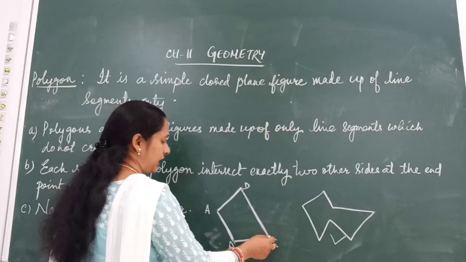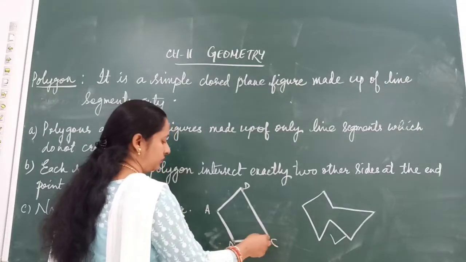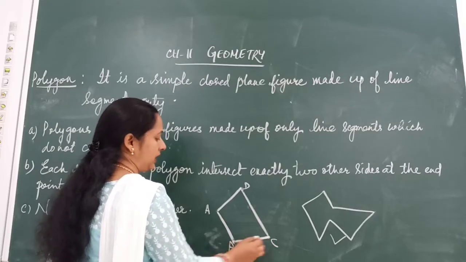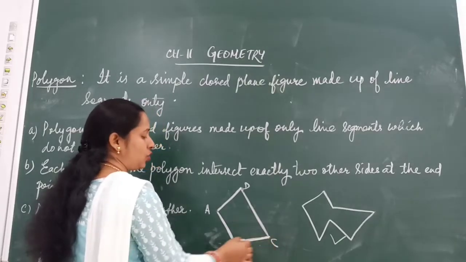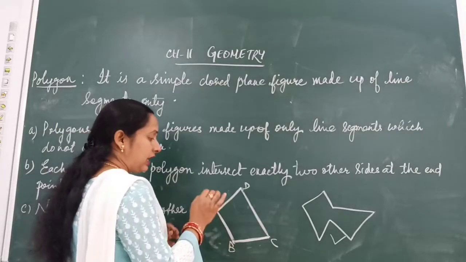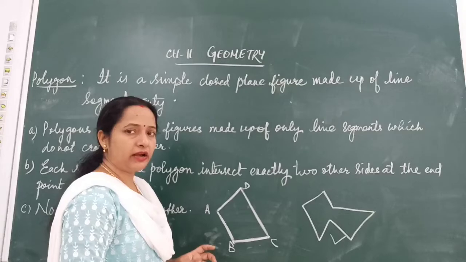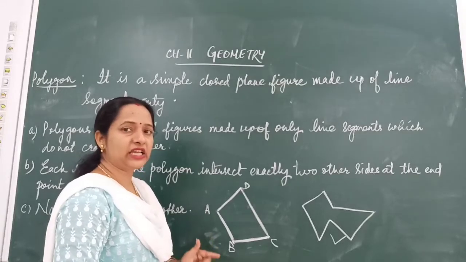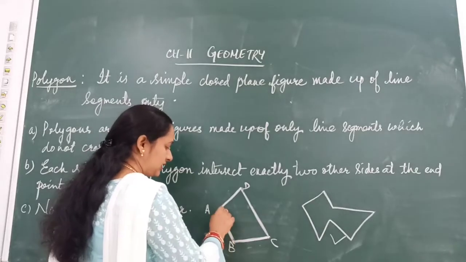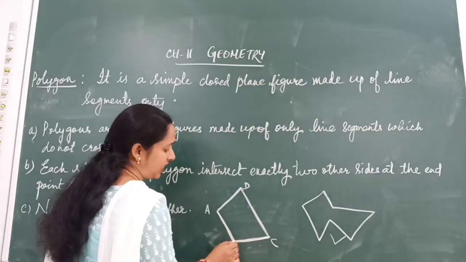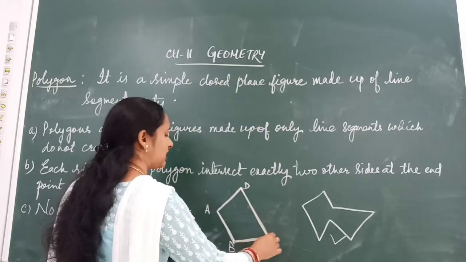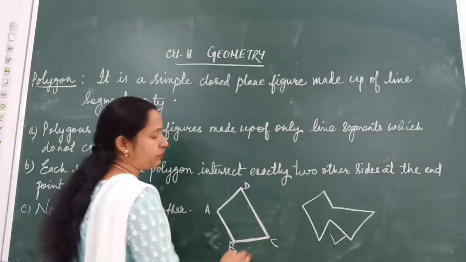Now if you take any one of the sides, I am considering the side BC. Now point B and point C are the two end points of the side BC. Observe the figure carefully and tell me which sides are intersecting at the end points of BC. See, this side AB is intersecting at one end point of BC, and CD is the line segment that is intersecting at the other end point of BC.